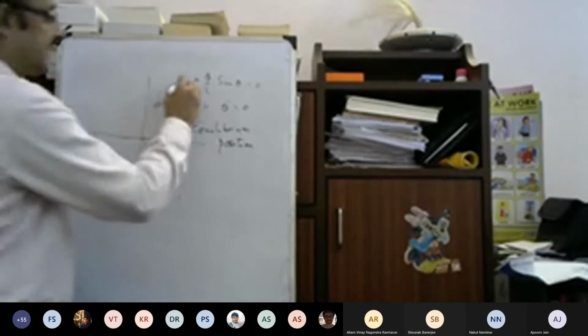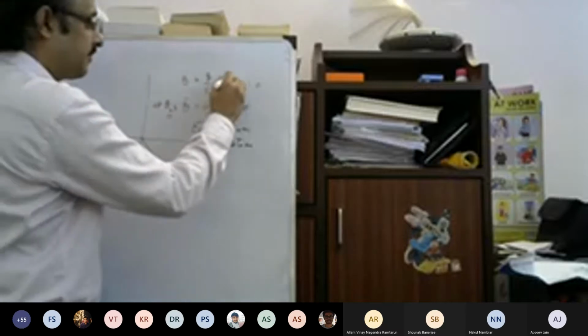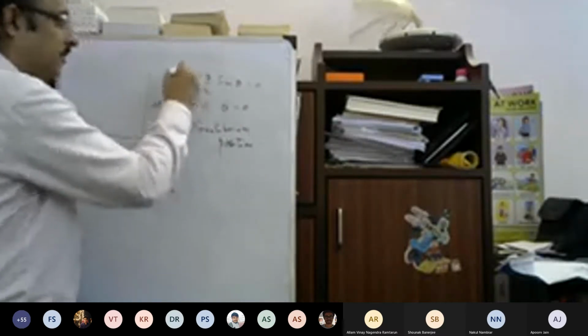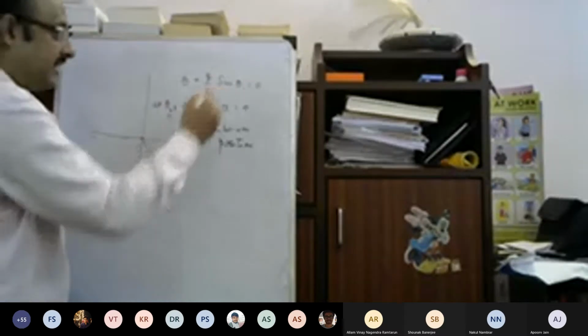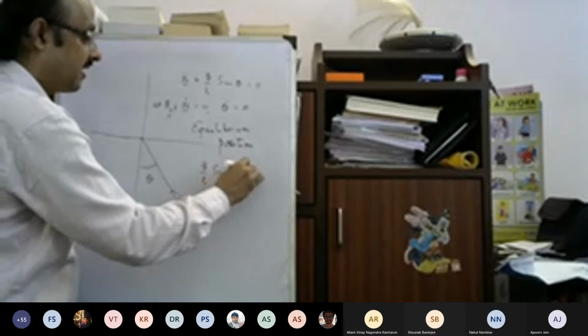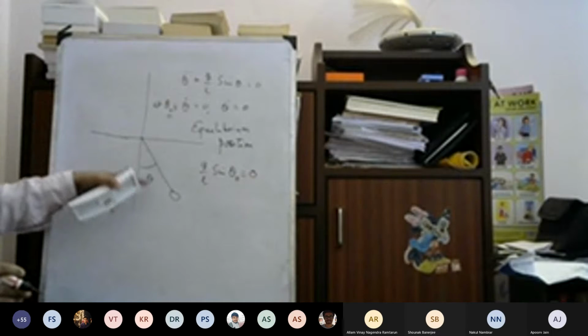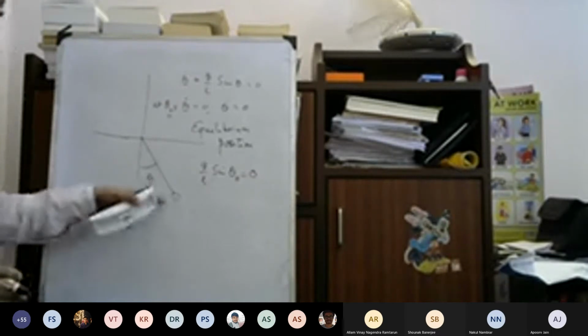Equilibrium position. Suppose we want to find out this equilibrium position. What will it be? So what do I have to put? Theta double dot will be 0. Theta dot is not there. So g by L sine theta equal to 0. So this is the equilibrium position for this mathematical pendulum here.